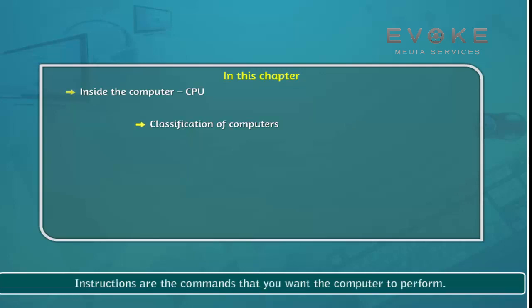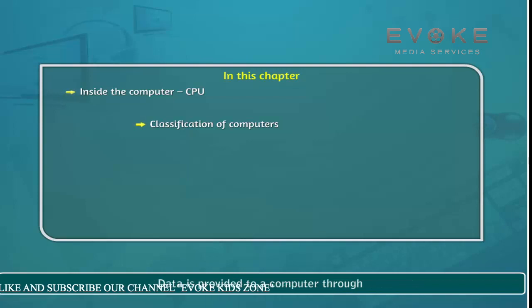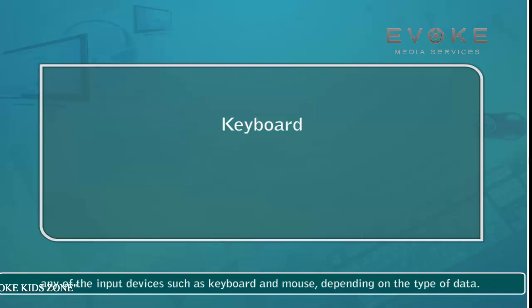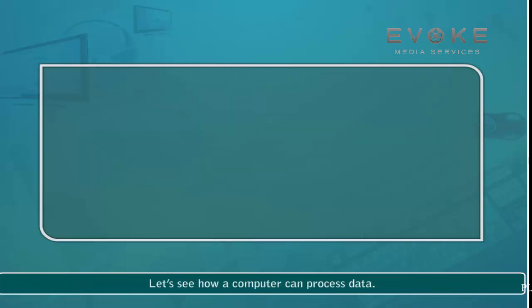Instructions are the commands that you want the computer to perform. Useful facts or figures are called data. Data is provided to a computer through any of the input devices such as keyboard and mouse, depending on the type of data. Let's see how a computer can process data.